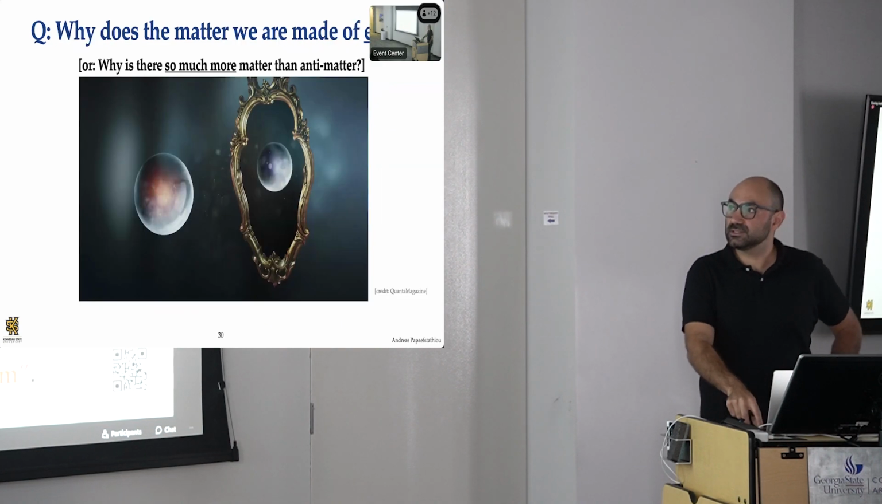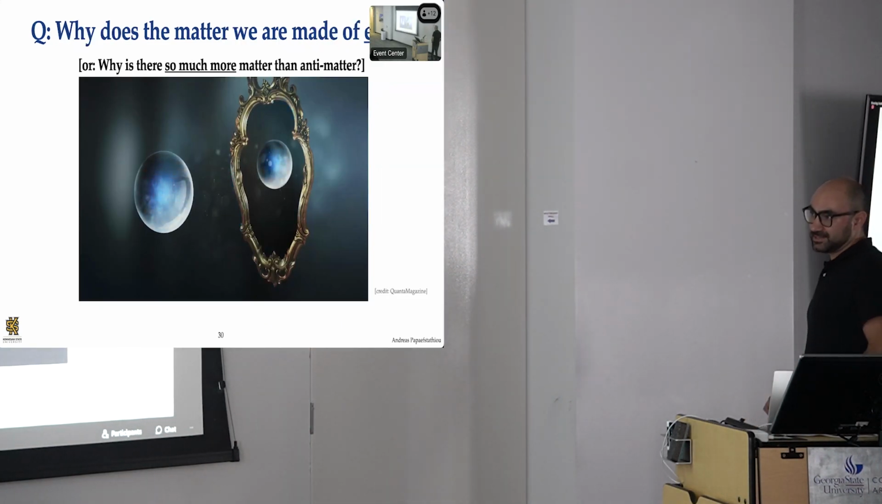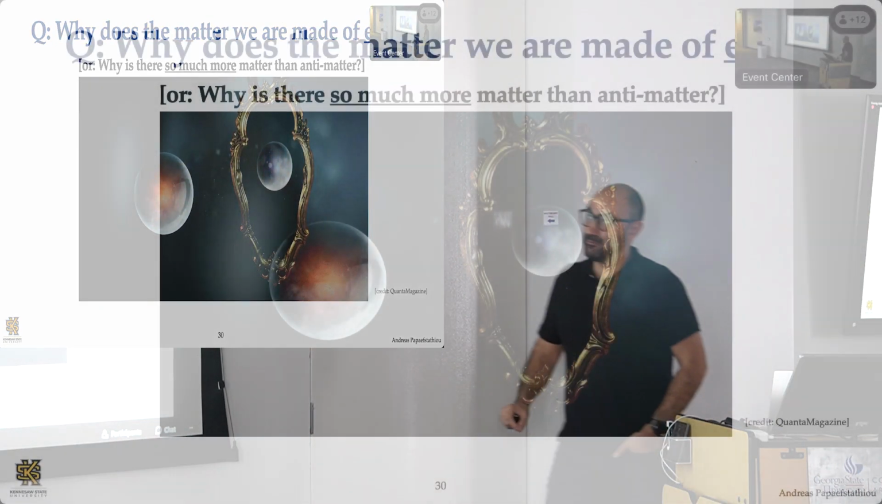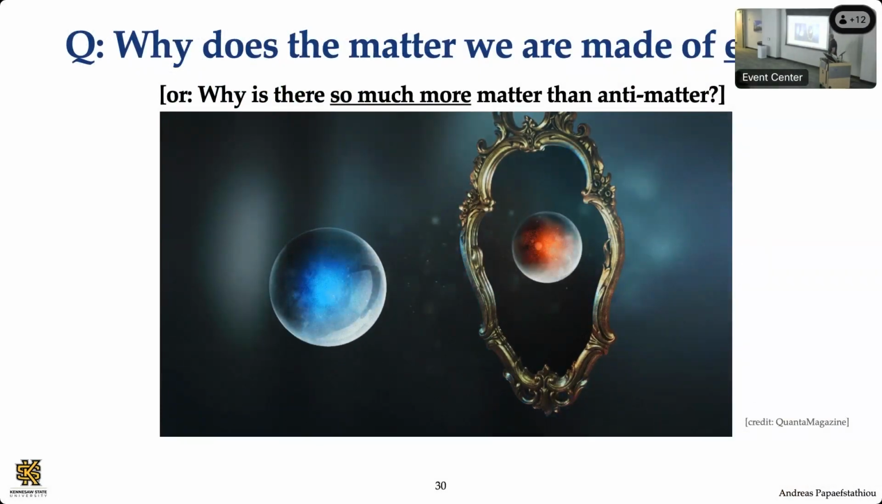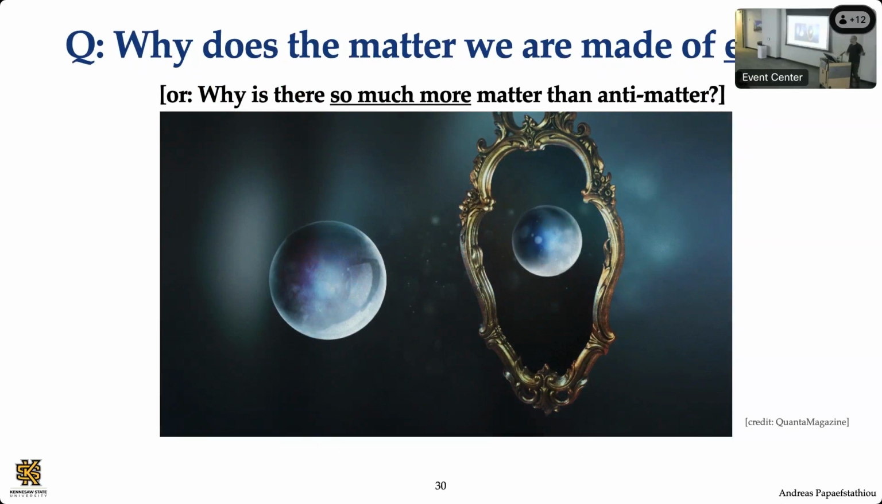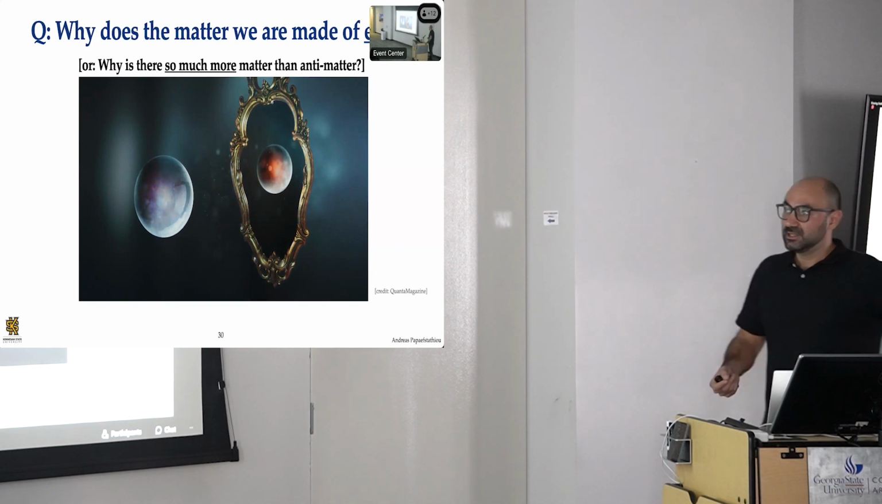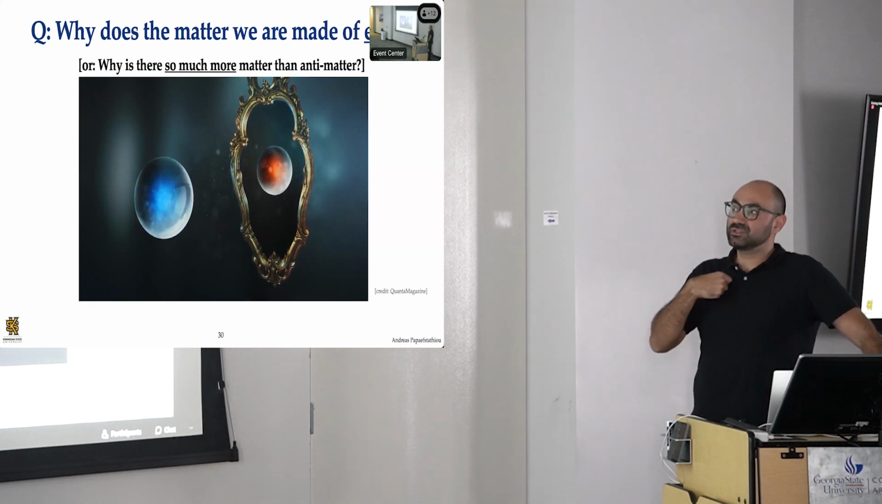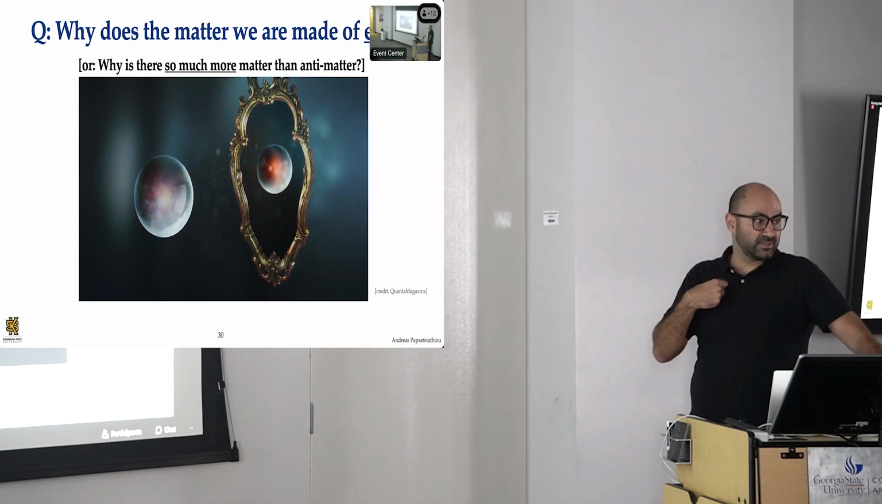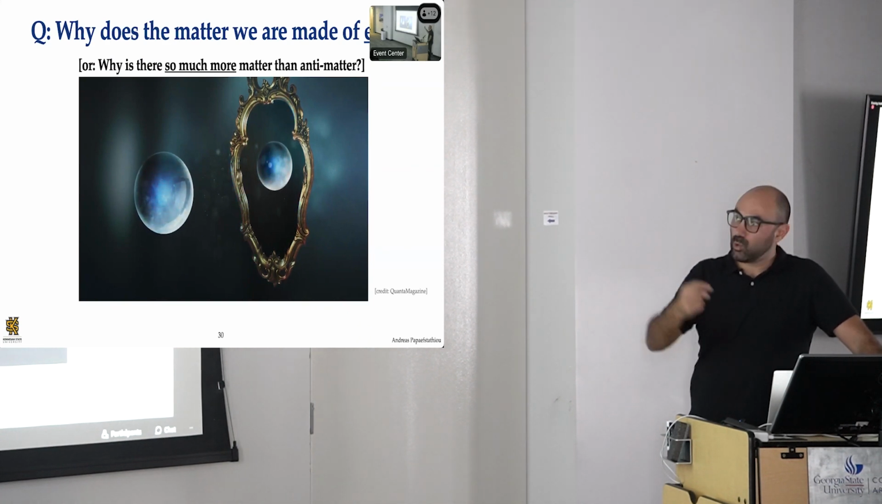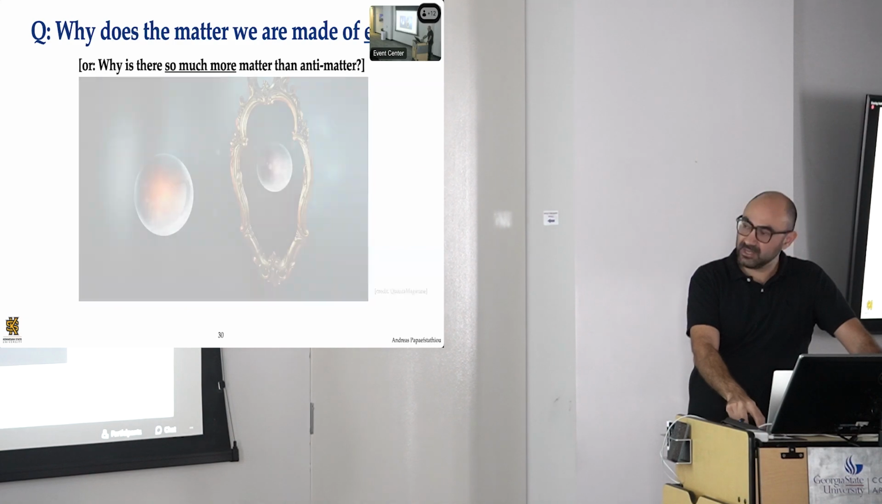Okay, so another problem is, why does the matter we are made of exist? So we know that most particles have an antiparticle. Particles are matter and antiparticles are antimatter. But most of the things that we're made of are matter, so they're particles instead of antiparticles. So why is that the case? Because it's a puzzling situation.